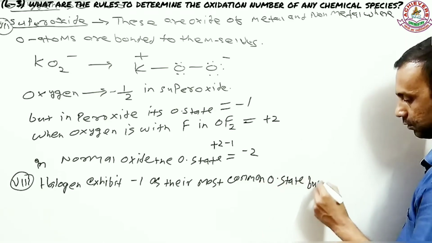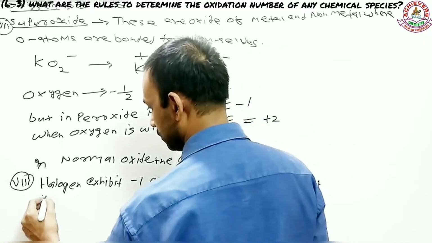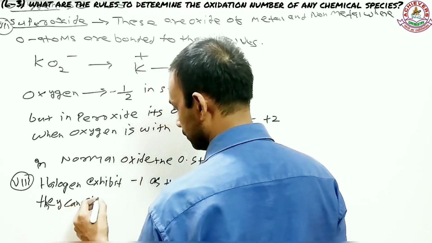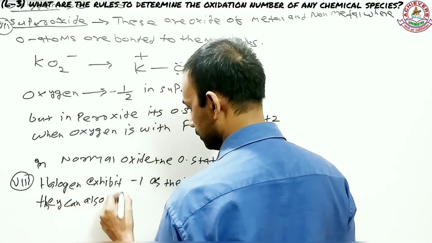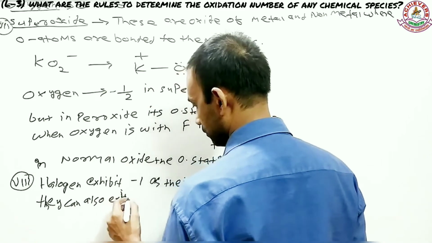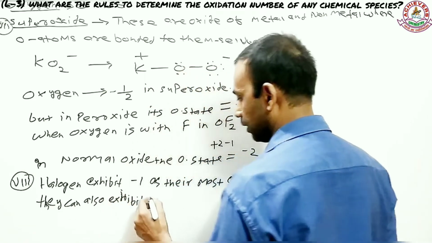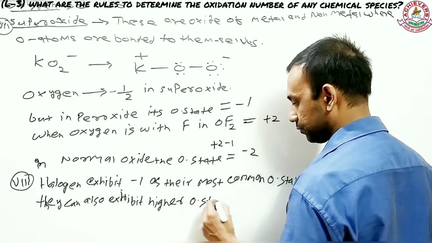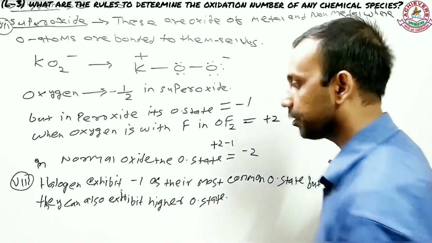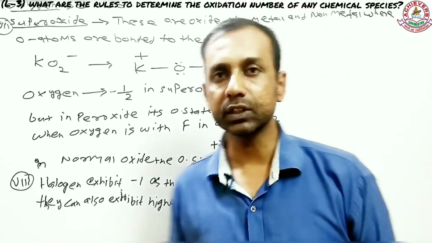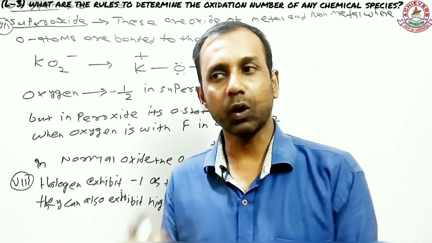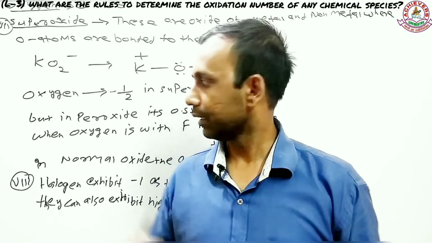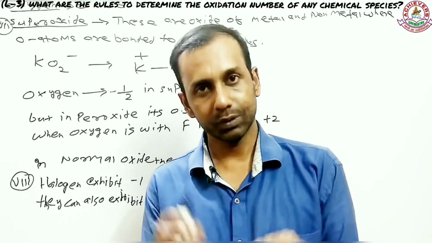But they can also exhibit higher oxidation state. What does that mean? Halogens usually have an oxidation state of -1, but it's not necessary that they're going to have only -1. Sometimes they can have higher oxidation states, and that depends on example to example. So these are some of the points.